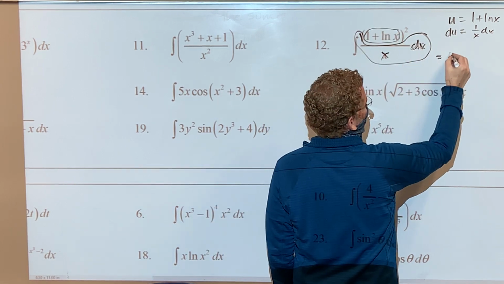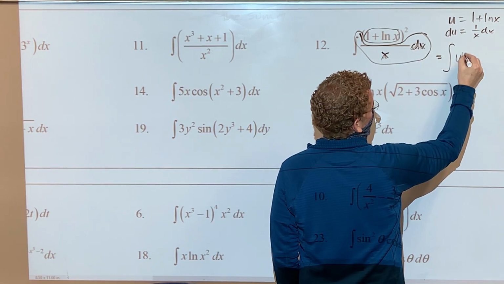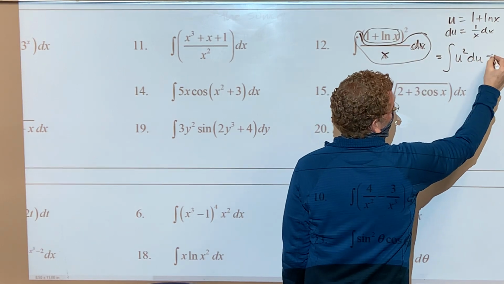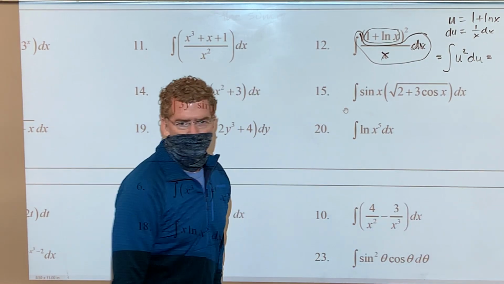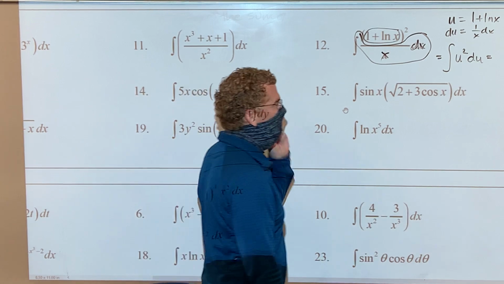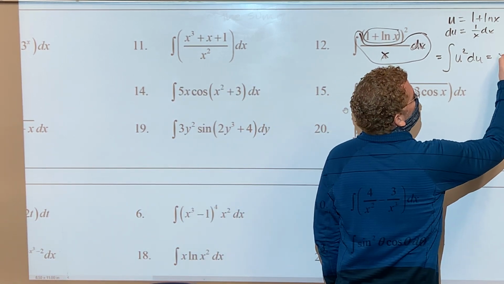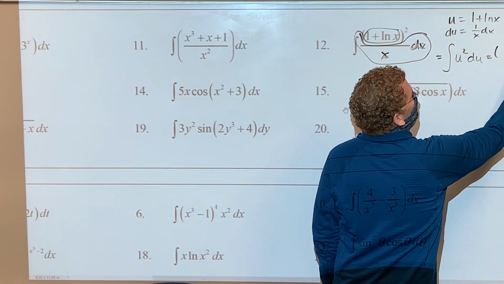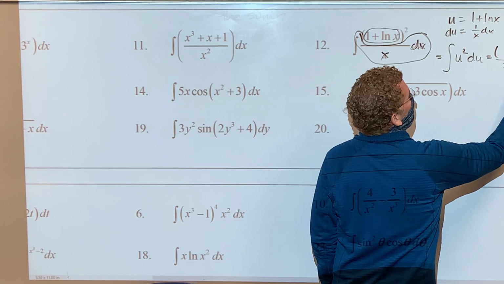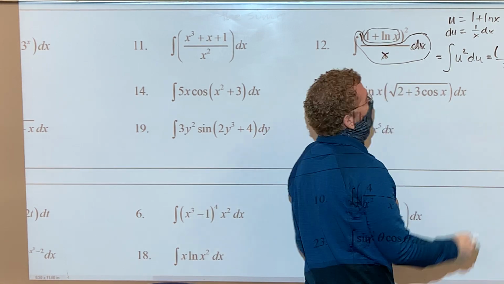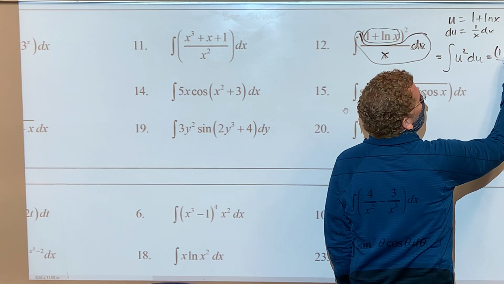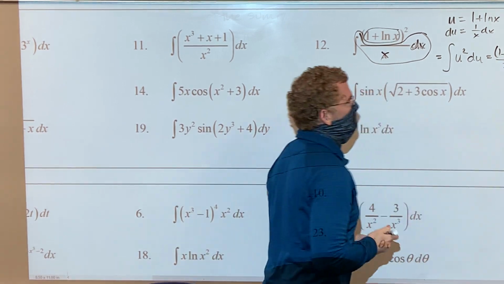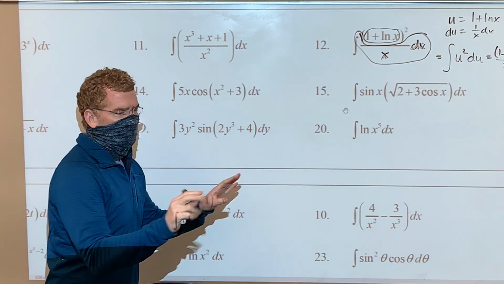So what does that give me? That gives me the integral of u squared du. So I have a power rule. So what do I end up with? So u cubed over 3 plus c, and then you plug the u back in. And you certainly don't need to FOIL all that out.